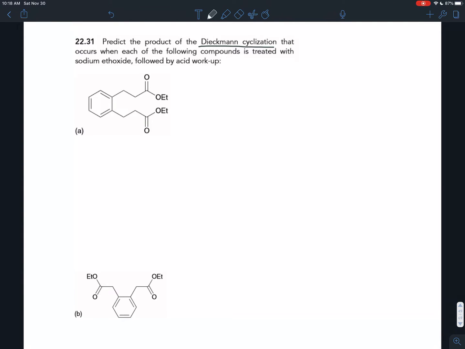So we have two esters. So already we're suspicious: Claisen condensation. But then we're treating it with sodium ethoxide. Notice how the base matches the leaving group. And then followed in a separate step by acid workup. That's the H3O+. So we have the exact recipe for a Claisen condensation.